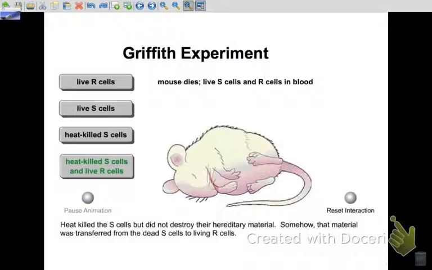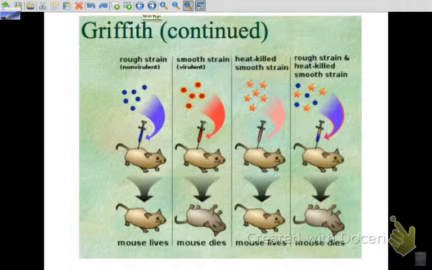Okay, that is Griffith, and you have this picture showing what happened. It's a nice, quick-looking overall picture. I know, they're cute mice and dead mice, scarring you for life, I know.